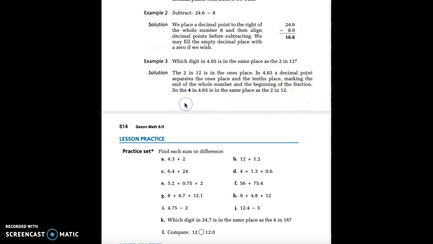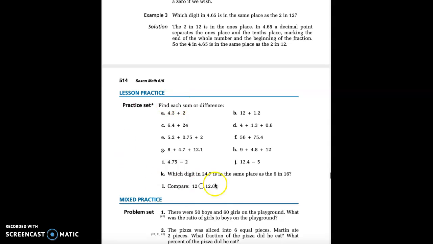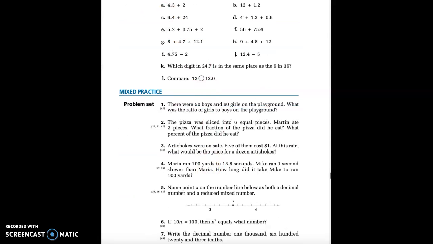So guys, right now what I'd like you to do is to do your lesson practice. Make sure you have a parent or somebody in the house check it to make sure that you understand the concept. And then if you get it all right, go ahead and start your mixed practice.